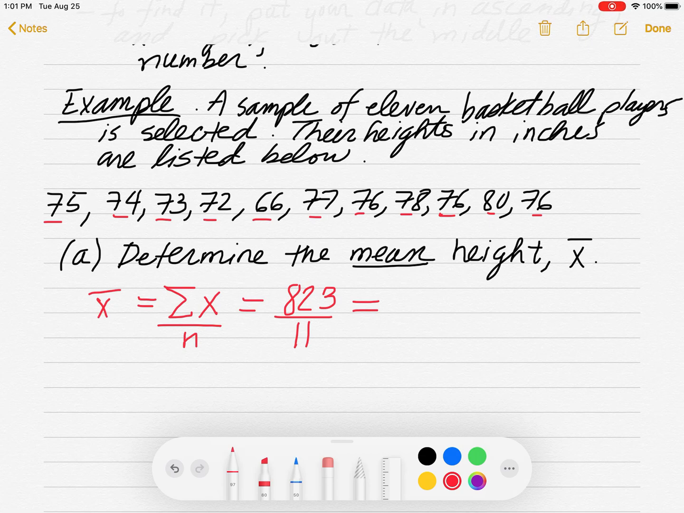Oops, my calculator just quit on me. Let me get another calculator. Battery problems. Don't you just love battery problems? There it goes. Yeah. 74.81 repeating. Now, if I wanted to, I could just write this exactly as 81 repeating.